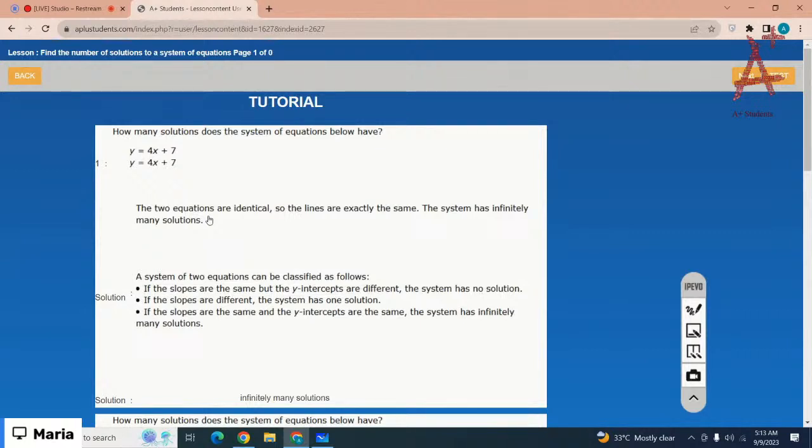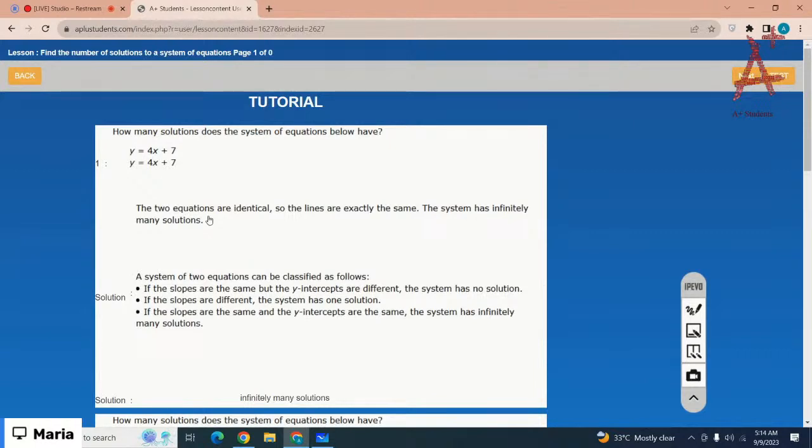So a system of two equations can be defined as follows. Basically you have to compare the slopes, right? If the slopes are the same but the y-intercepts are different, the system has no solution. If the slopes are different, the system has one solution.